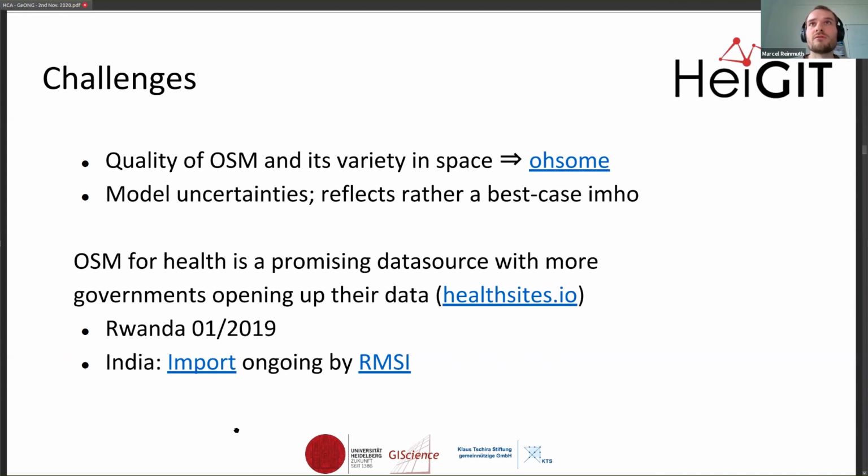And we also have a tool here at the Heidelberg Institute for Geoinformation Technology called Awesome. It's about the history analysis. So we could exclude, for example, all or most of the facilities in Burundi, because I had a look at them and most of them were just edited one time, which is an indicator that these are of little quality. Of course, model uncertainties, these probably reflect rather best case, in my opinion.